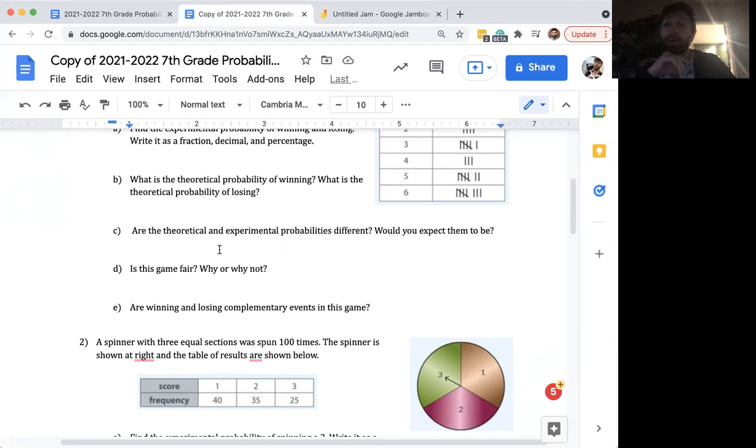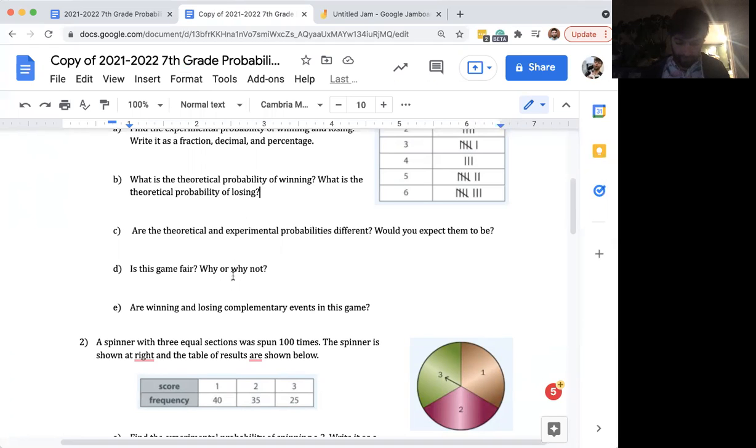But the experimental probability is often close to the theoretical probability. So I would expect them to be close, and sometimes they would be exact. But probably more times than not, the experimental probability, when you've done something 30 times, would be a little bit different than the theoretical.